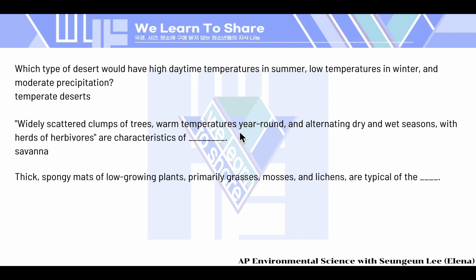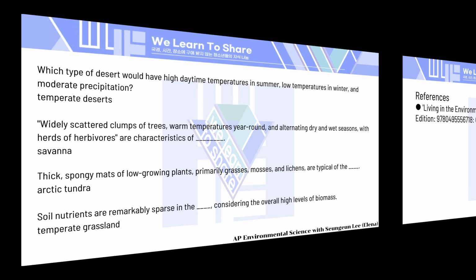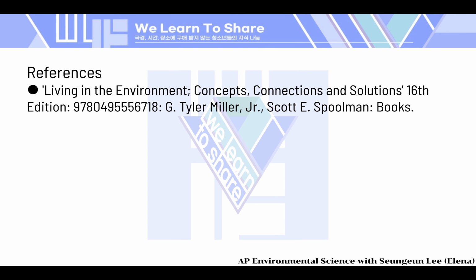And thick spongy mats of low-growing plants, primarily grasses, mosses, and lichens, are typical of the Arctic tundra, right? And then soil nutrients are remarkably sparse in blank, considering the overall high levels of biomass. It's temperate grasslands. Okay, so these are the references.